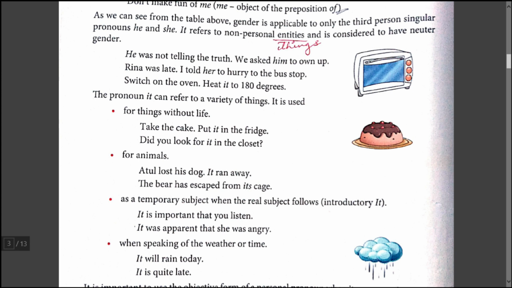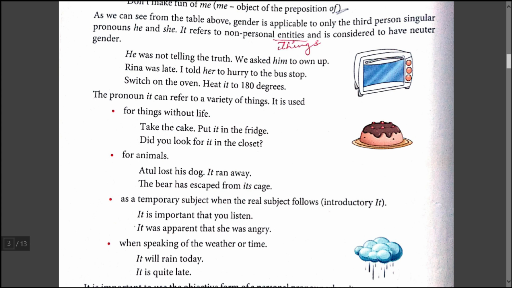Next one. Reena was late. I told her to hurry to the bus stop. I told whom? Her. So here Reena is being placed as her in the object side. Next one. Switch on the oven. You can call oven also. I'll go for oven. Heat it to 180 degrees.